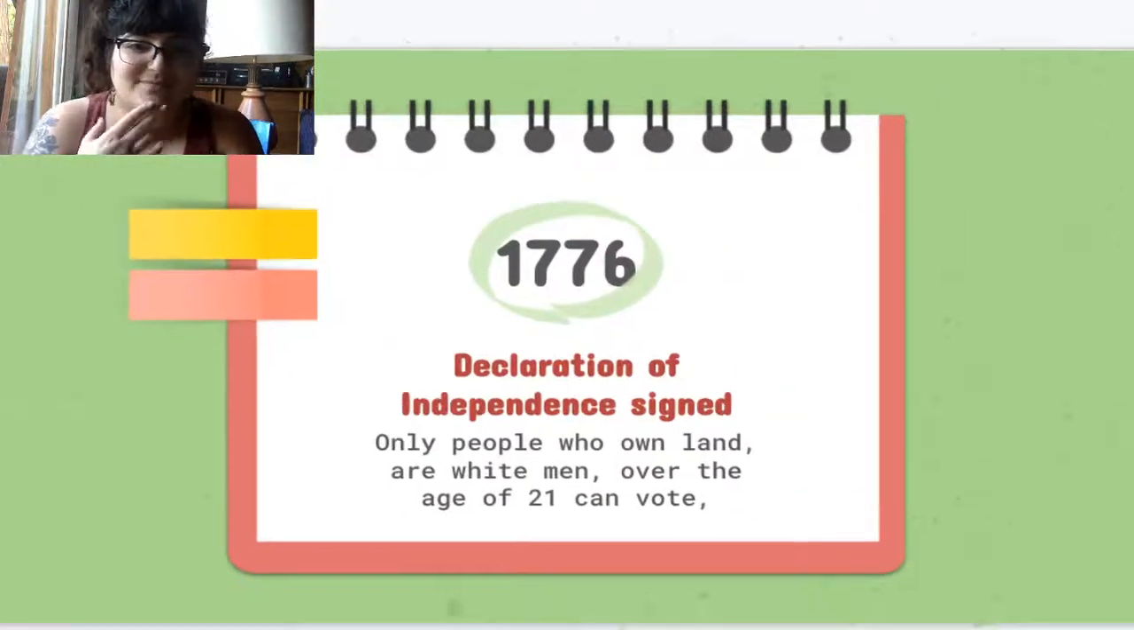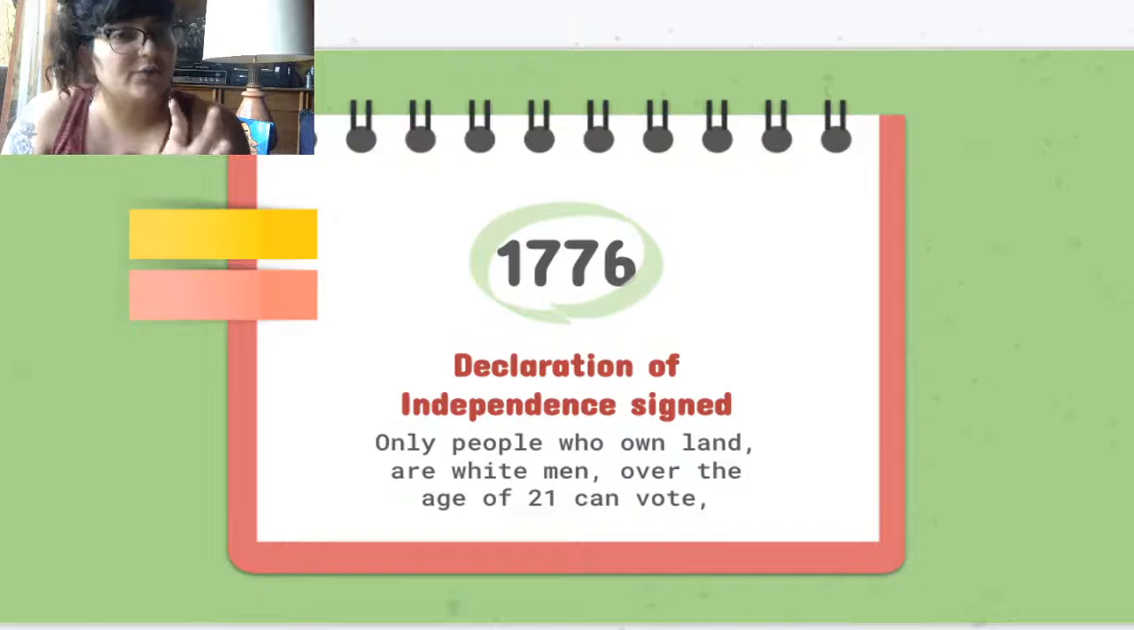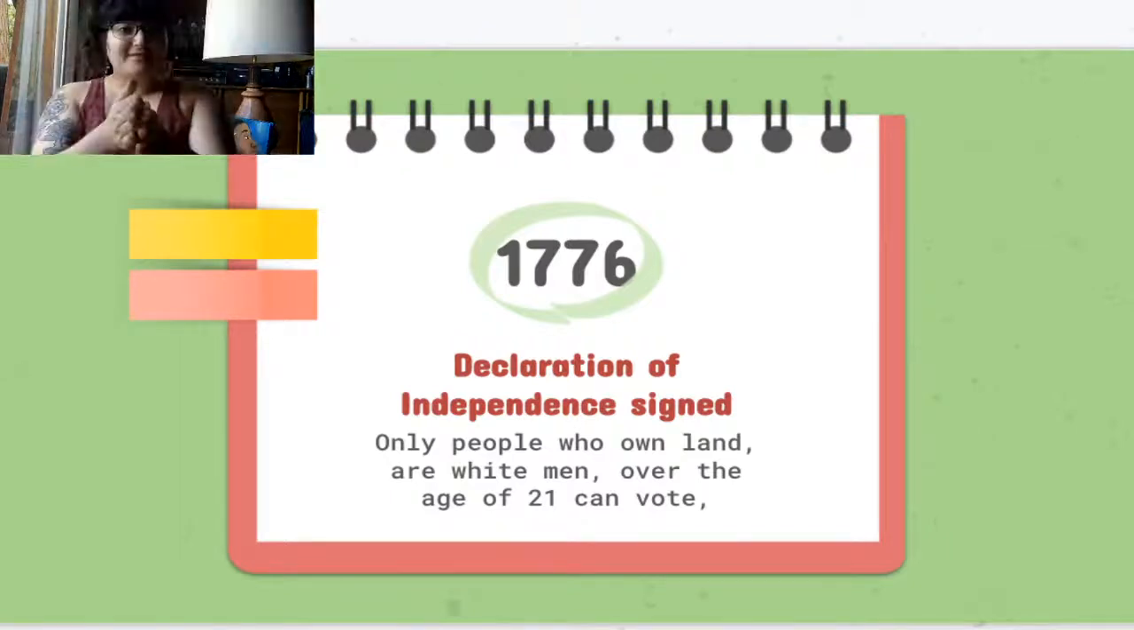1776, you know this one. It's when the Declaration of Independence was signed. Only people who owned land, who were white, who were males, even in most cases, it was outlined that, to vote during colonial and revolutionary times, so this was leading up to the American Revolution, most often even people who were a certain religion, as Protestants, were allowed to vote, okay?